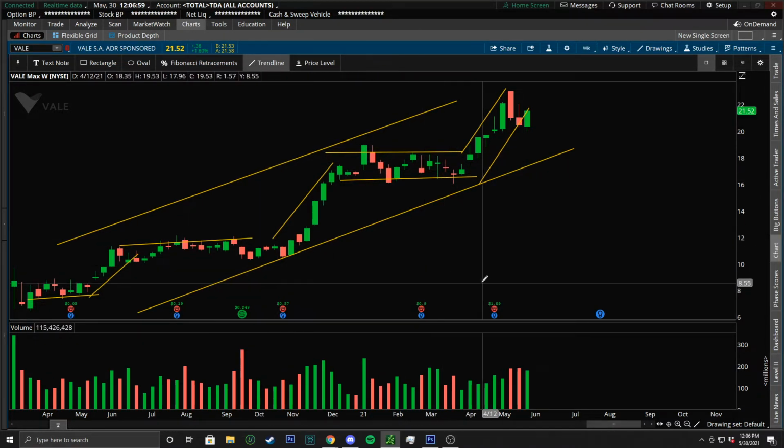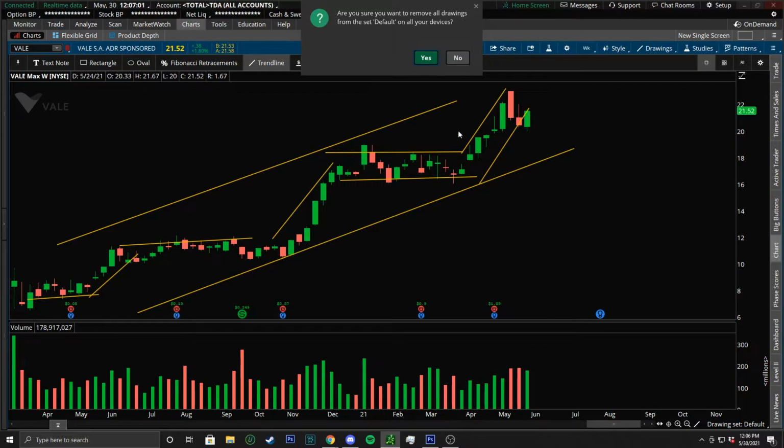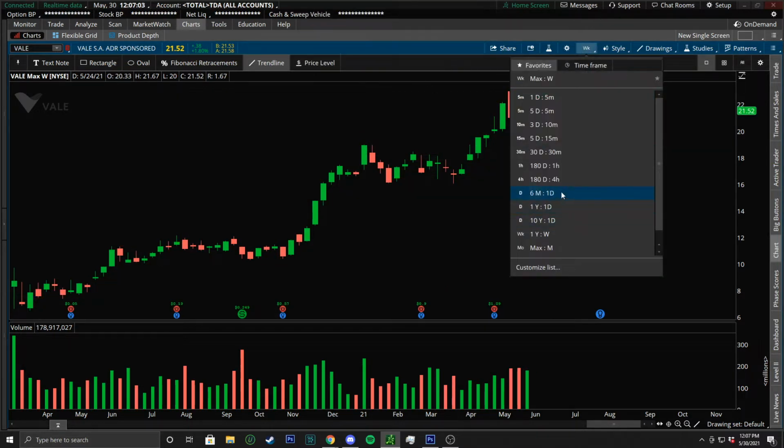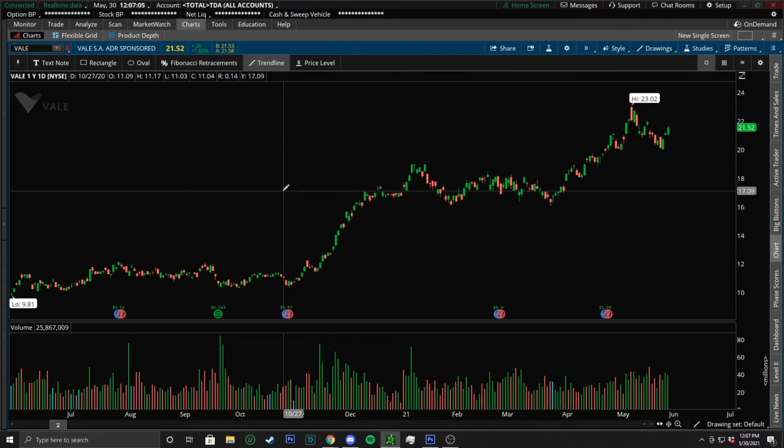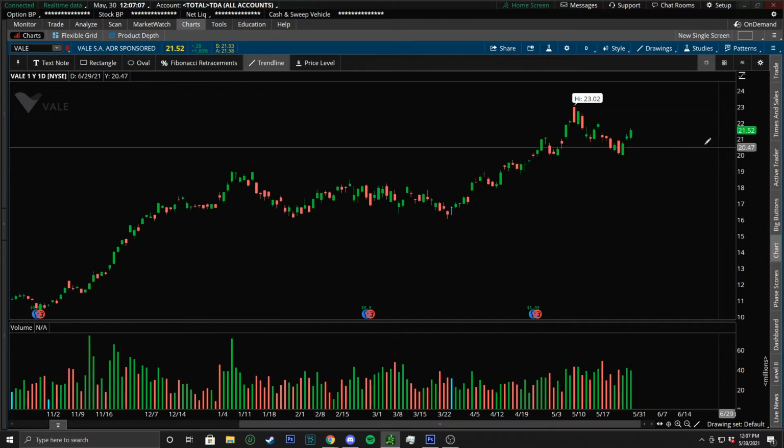Okay, so I know I'm kind of breaking everyone's head going through that. Let's move on. What I really wanted to show everyone was this. Here on the daily time frame, you can see we're on a good little uptrend.